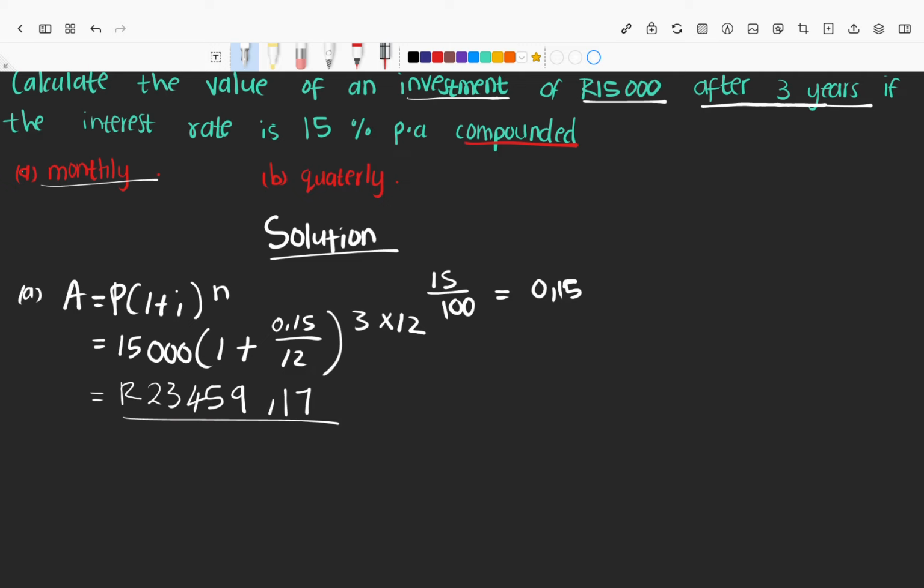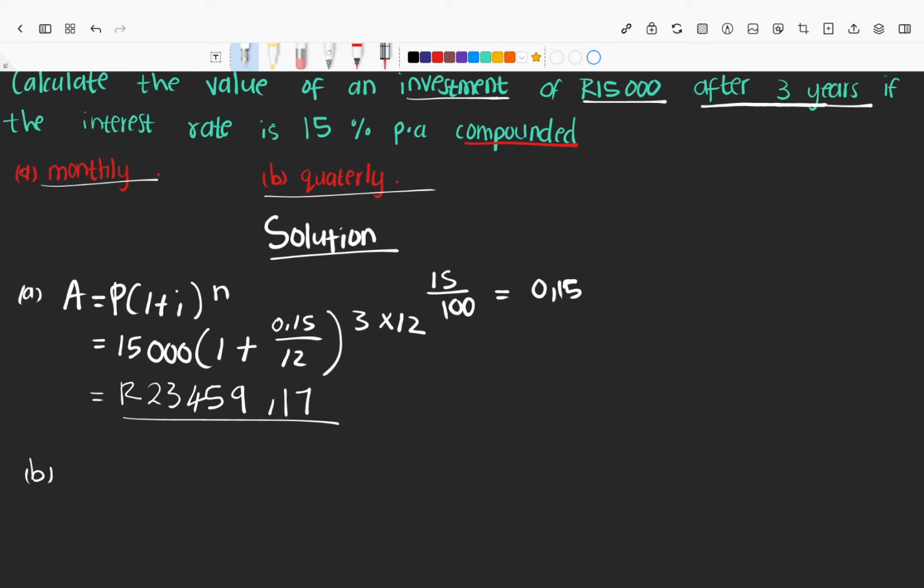No, we still have B. Why am I rushing? Okay, we still have B. So remember, we're going to use the same formula because it's compounded. That means we're going to use a compound interest formula.